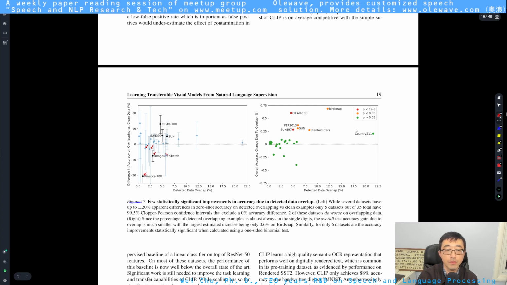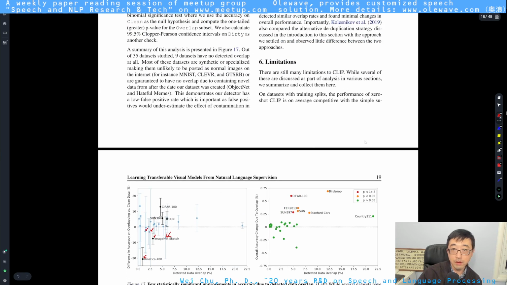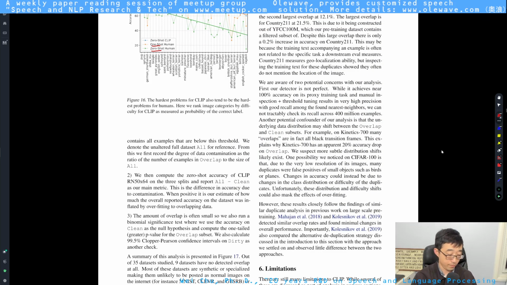First of all, these 5 data sets are getting worse results on the overlapped data set. They attribute the reason to this: the underlying data distribution may shift between the overlap and the clean subset. What they suggest is that the overlaps are indeed not reflecting the true distribution of the model they learned from. So this explains why some overlap data sets have a very significant accuracy drop on the overlapped part. Remember the keyword: distribution shift.